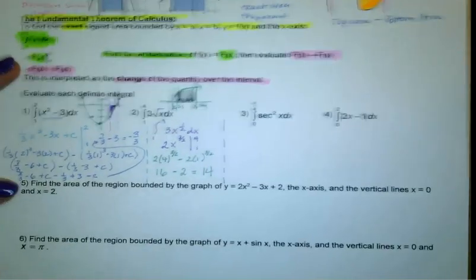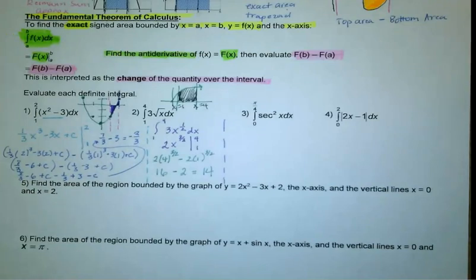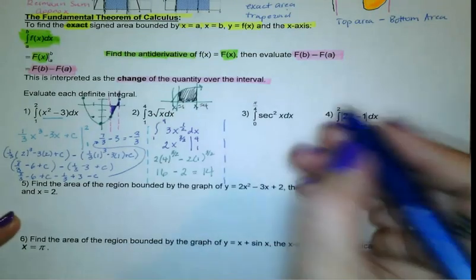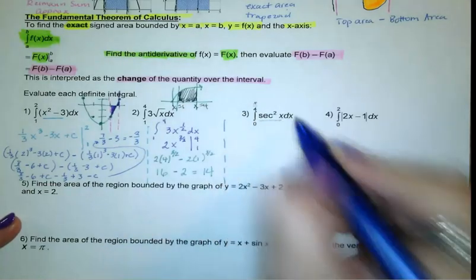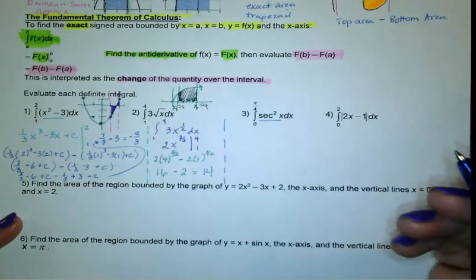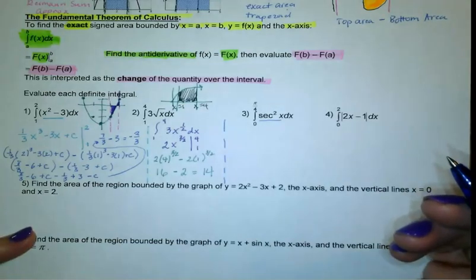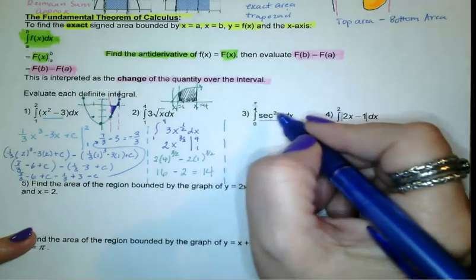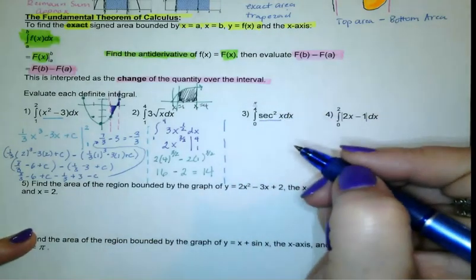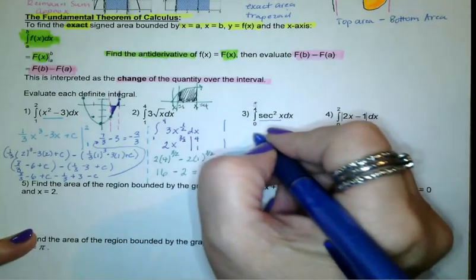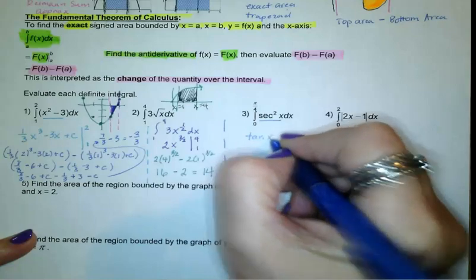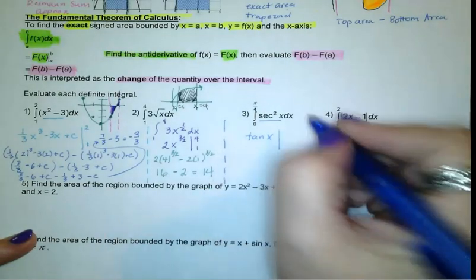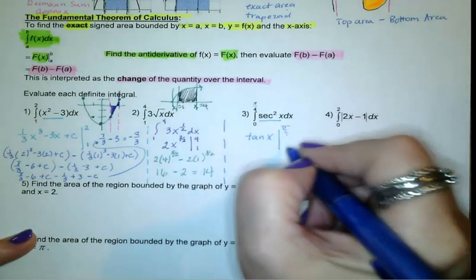Okay, so then 3 is the integral of secant squared x dx. So we have all of this as the function right here, dx, going from 0 to pi over 4. So we need to figure out what the antiderivative of secant squared x is. The antiderivative of secant squared x is tan x. And then I'm going to evaluate that from 0 to pi over 4.